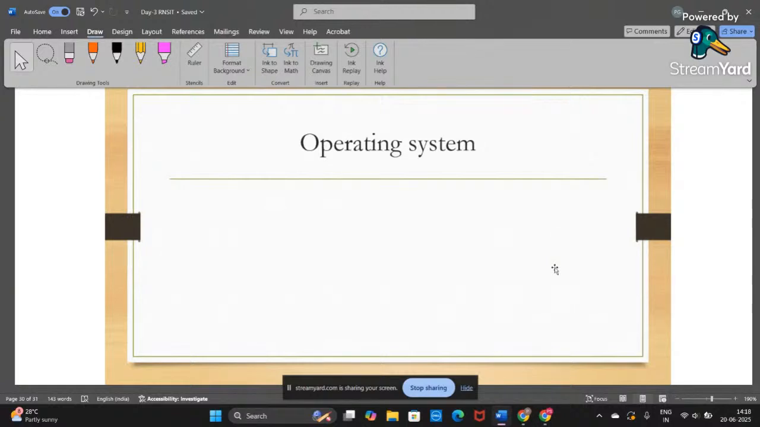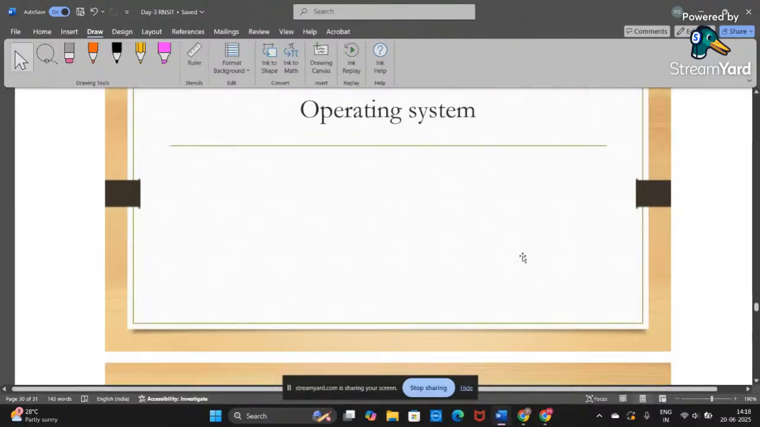Okay. What is an operating system? It is a system software that acts as an interface between the user and computer hardware. That is called an operating system. It manages hardware, software, and resources, and provides common services for computer programs.